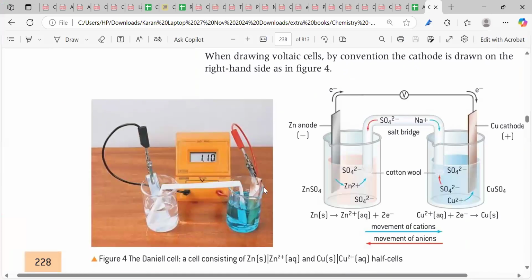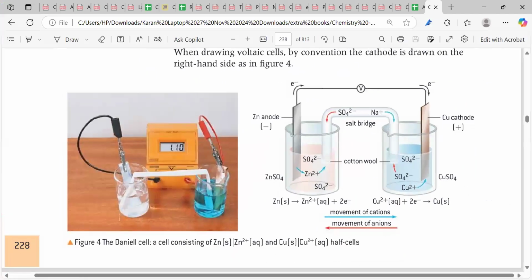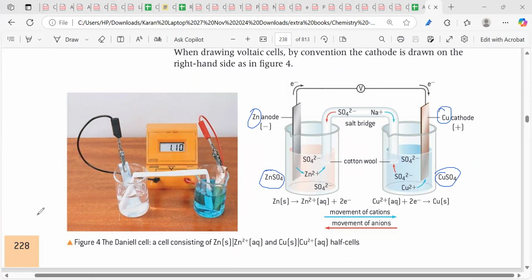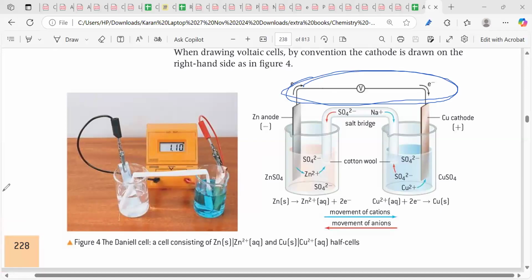See over here, this is the important picture, right? We have taken zinc in zinc sulfate and we have taken copper in copper sulfate solution, guys, isn't it? Now, what happens? When you don't connect the wires, nothing happens, right? But once you connect the wires, immediately you'll see the electrons start to be pushed from zinc to copper, because zinc is higher up in the reactivity series, right? It will be pushing electrons to copper, right?